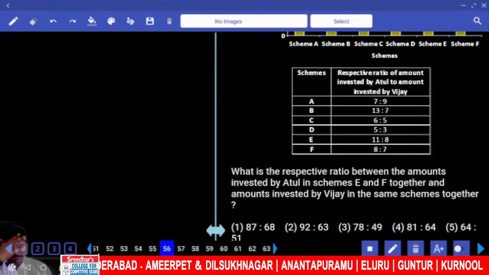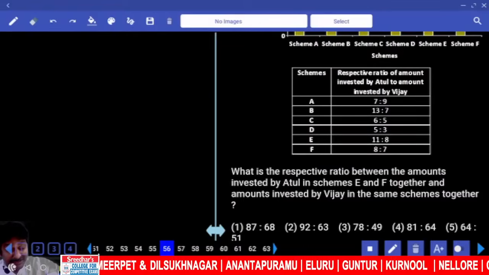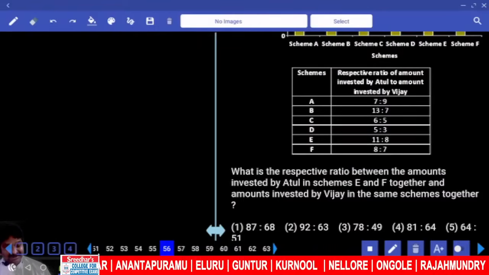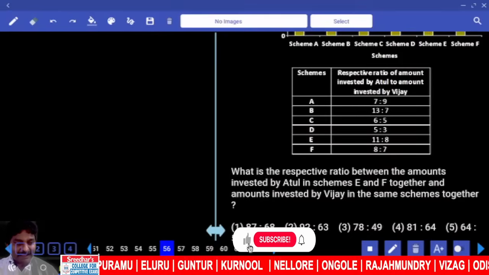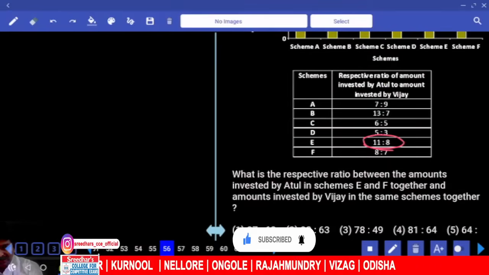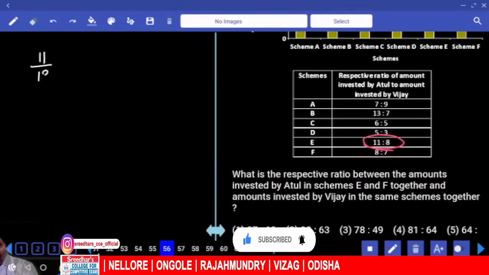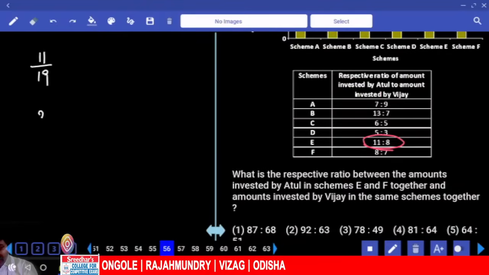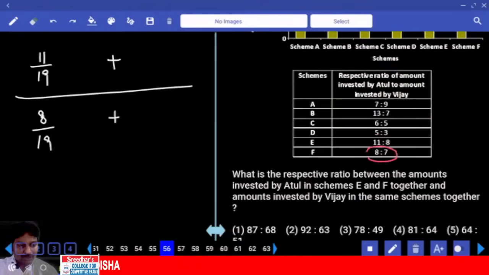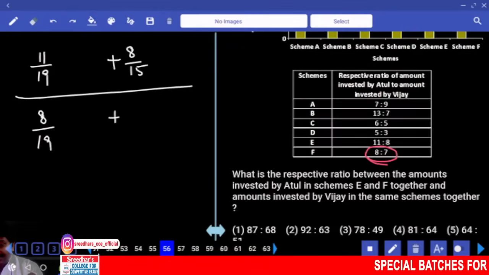What is the respective ratio between amounts invested by Atul in schemes E and F together and amount invested by Vijay in same schemes together? E and F. Okay? E, how many parts are there? Total 19 parts. First person 11 by 19, second person 8 by 19. Of some number we'll have to write. We'll do that later. Next, F, total how many parts? 15. First person 8 by 15, second person 7 by 15.